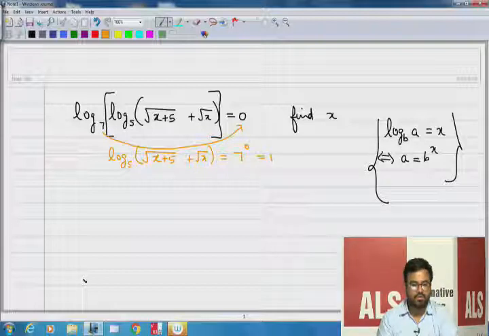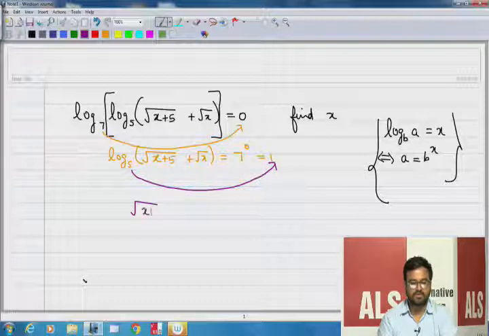And now you have to eliminate this log. So again we can write 5 to the power of 1 is equal to this thing. So you can write root of x plus 5 plus root x is equal to 5.